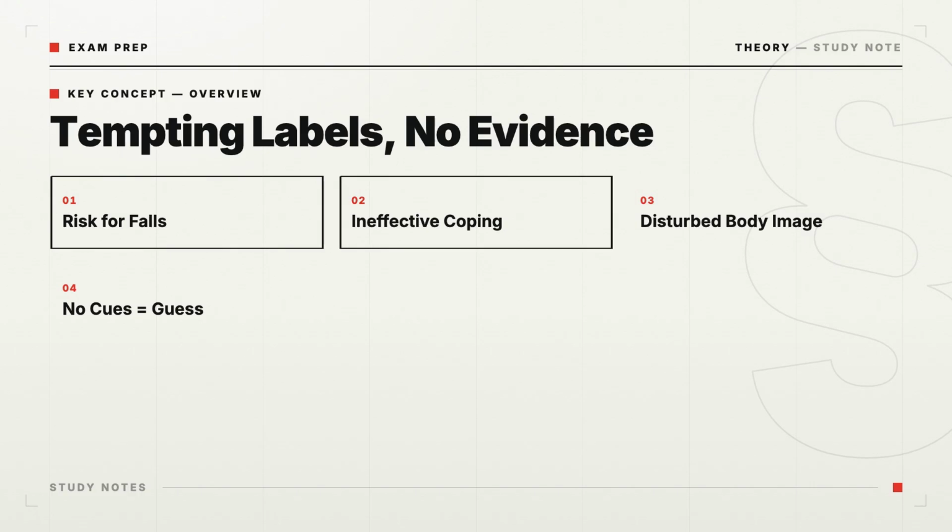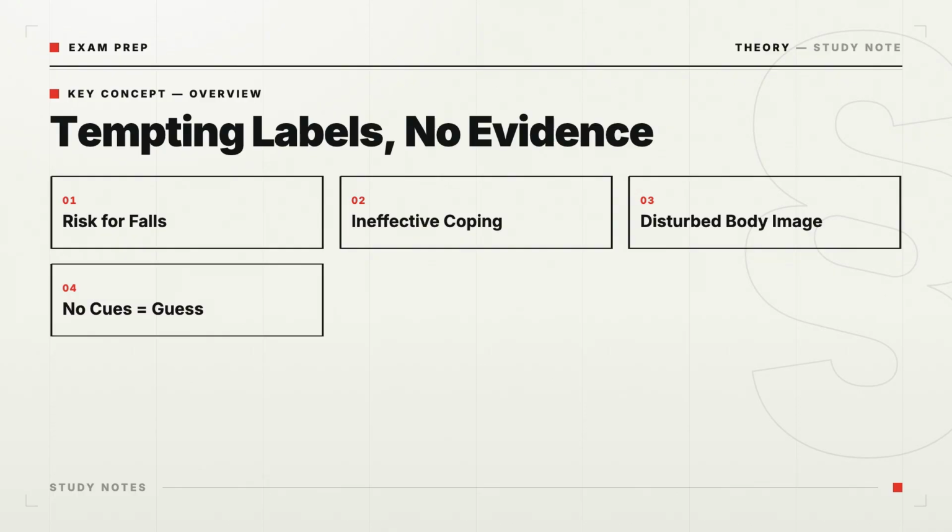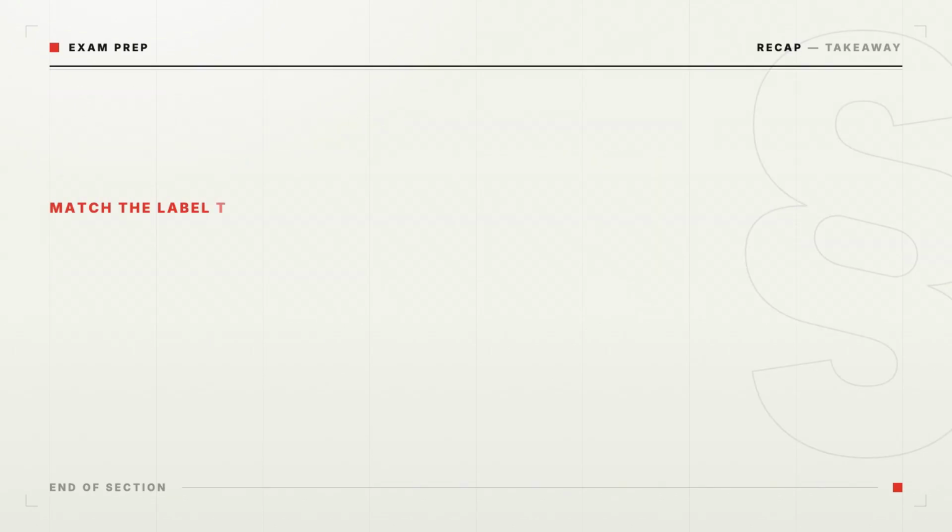Risk for falls needs an unsteady gait or sedation. Ineffective coping needs fear or anger. Disturbed body image needs comments about appearance. None of that appears here.